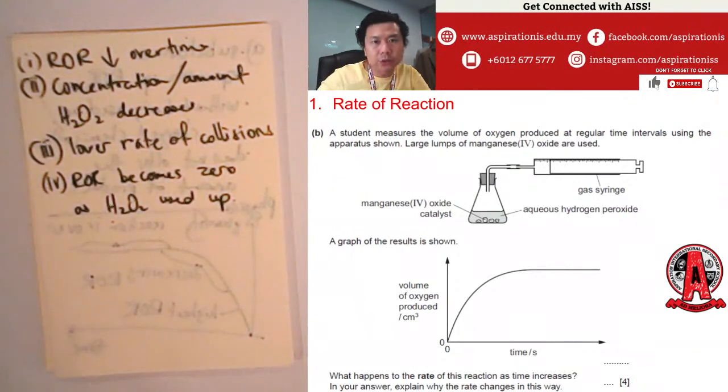So you always try and bring in collisions. In rate of reaction, you always try and bring in collisions. Volume decrease cannot go. You need to have collisions. You need to have concentration, not volume.